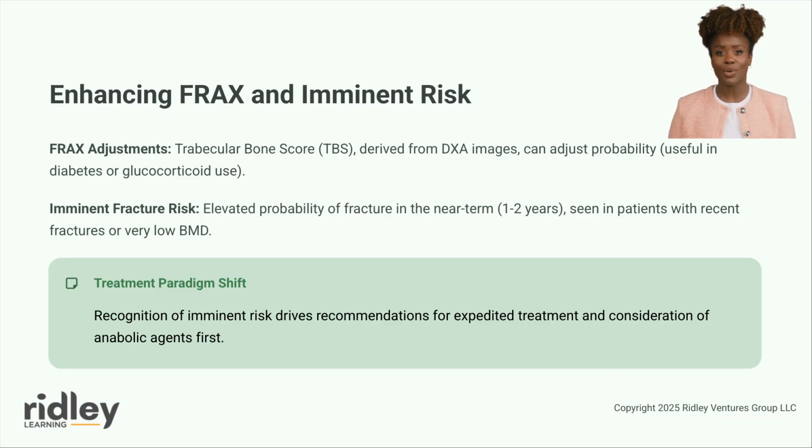The position statement on goal-directed osteoporosis treatment from the ASBMR and BHOF task force has emphasized identification of very high-risk patients who may benefit from initial anabolic therapy followed by anti-resorptive consolidation. This represents a paradigm shift from earlier approaches that reserved anabolic agents for treatment failures.